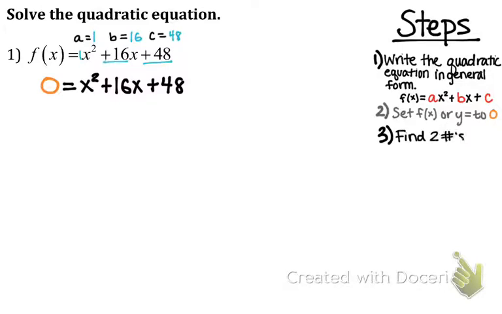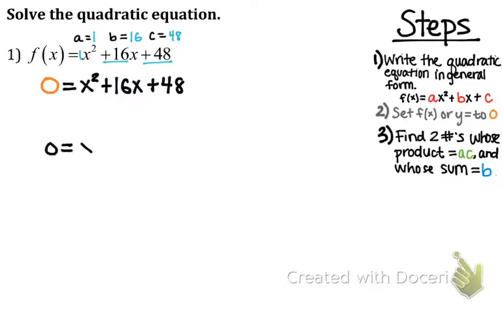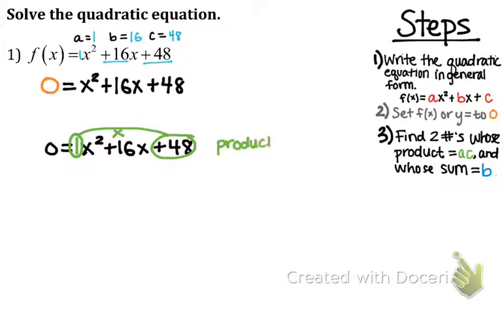We are going to find two numbers whose product is equal to a times c and whose sum is equal to b. So what does that look like? First we need to identify what a times c is. So we take our a value, which is 1, and multiply that a value by our c value, which is 48. So 1 times 48, and we're looking for two numbers that have the product equal to 48.